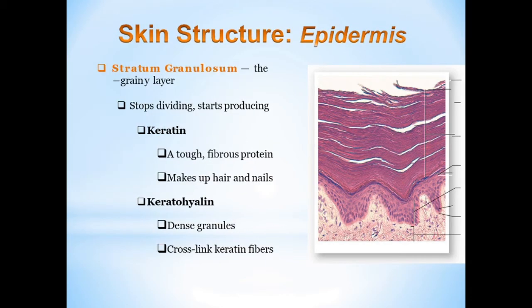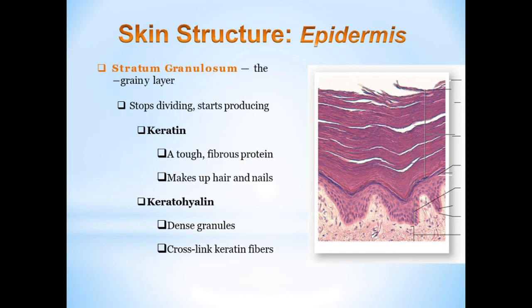Above the stratum spinosum layer, there is this stratum granulosum layer. This is the grainy layer. Stratum spinosum is the spiny layer, while stratum granulosum is the grainy layer. This layer stops dividing and starts producing. There is presence of keratin and keratohyalin in the stratum granulosum.